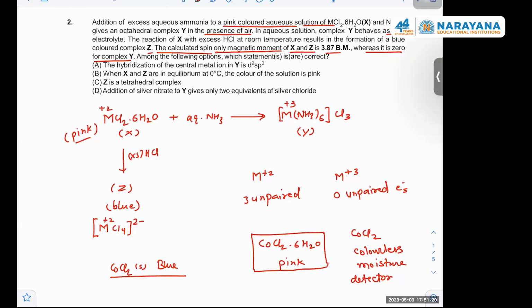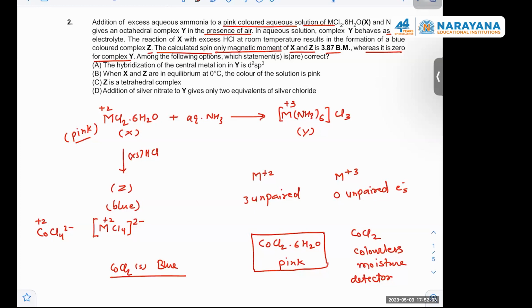Sir, can we be sure it will be tetrahedral complex? In case of COCl4 2 minus? Yes, sir. COCl4 2 minus complex means it is cobalt plus 2, and the configuration will be 3d7 in this situation. So yes, it will be a tetrahedral complex. Coordination number 4, it can't be an inner orbital complex, because in case of inner orbital, inner d will be available.